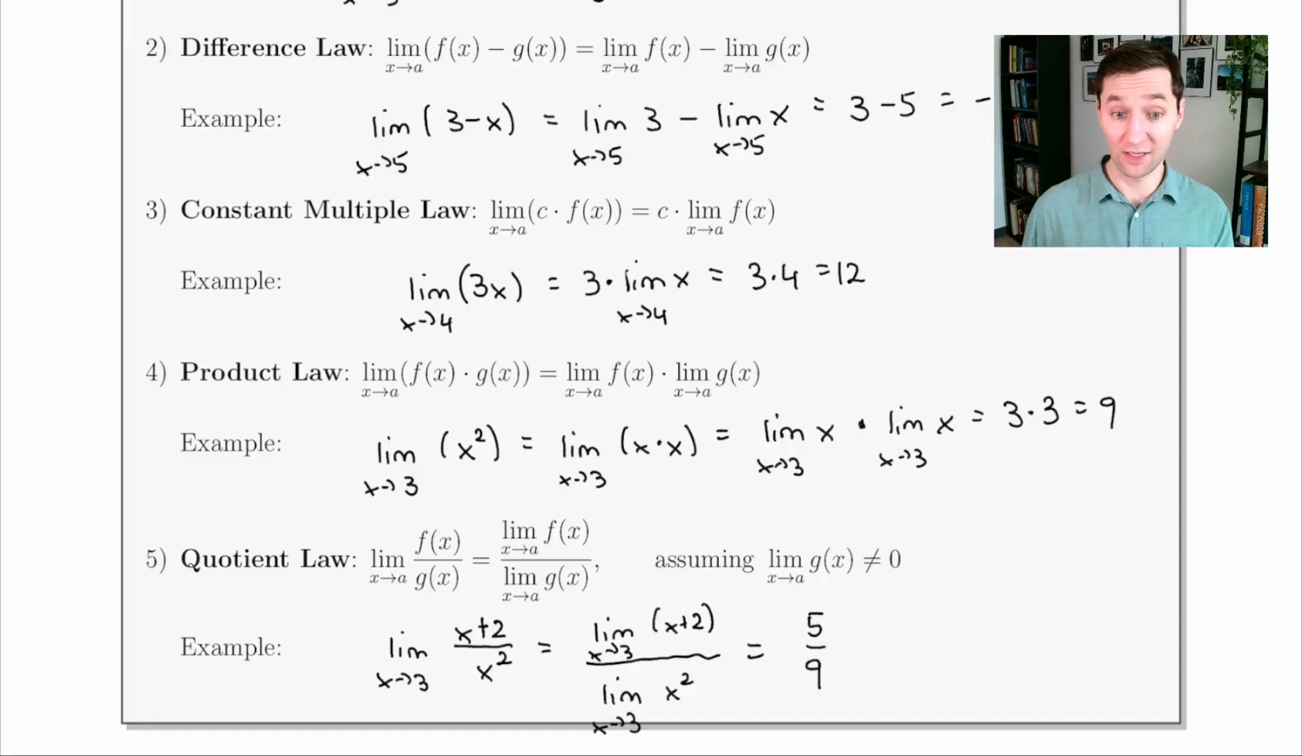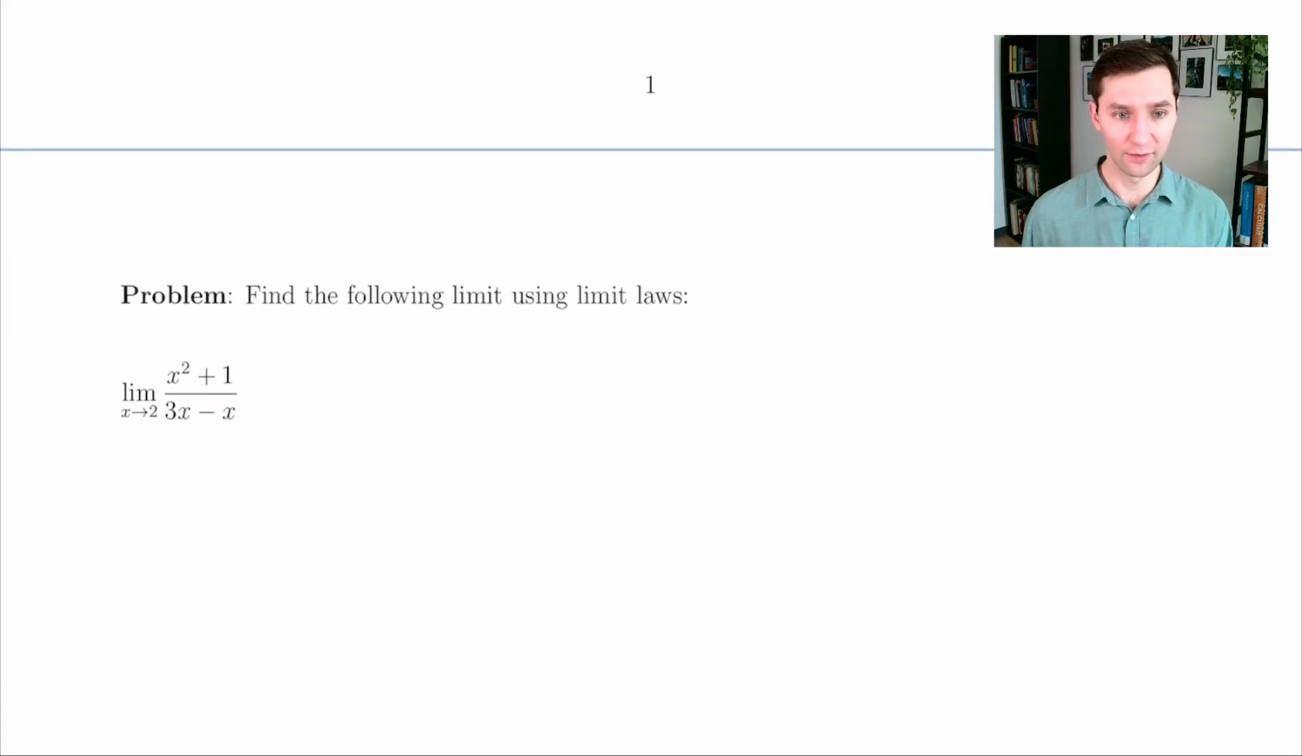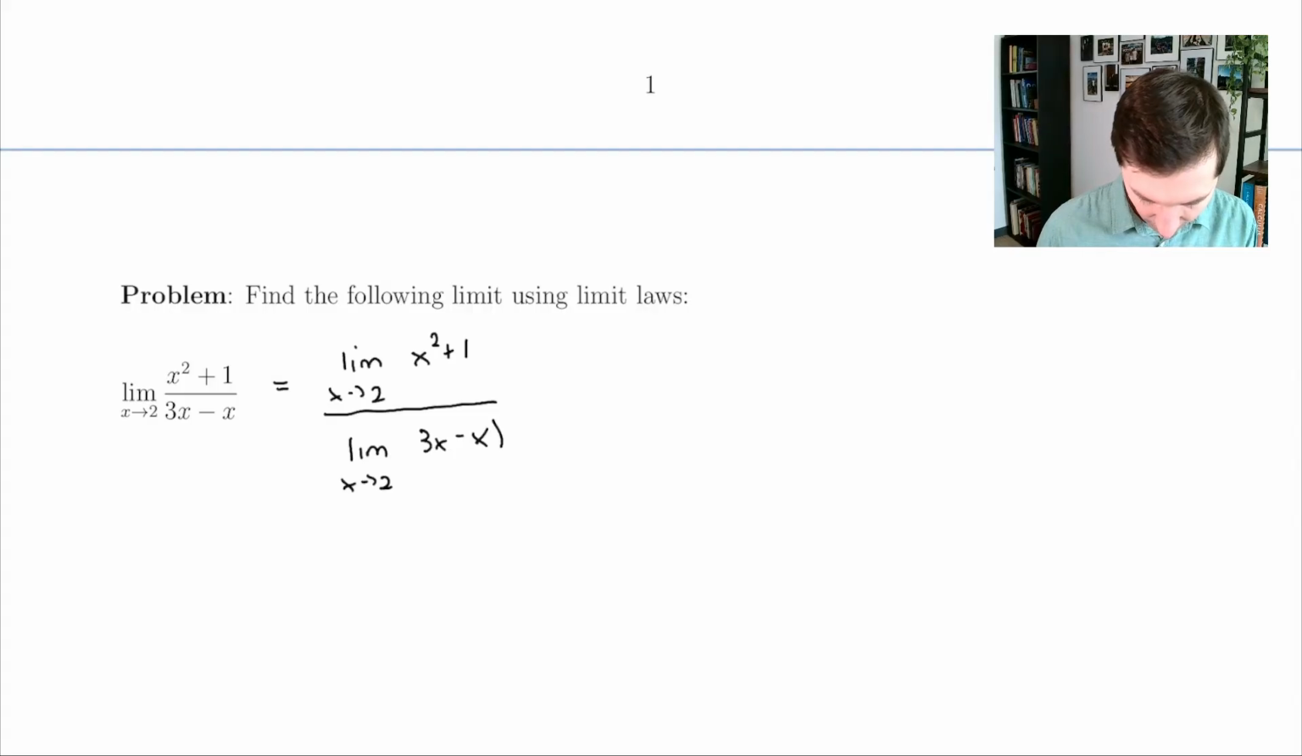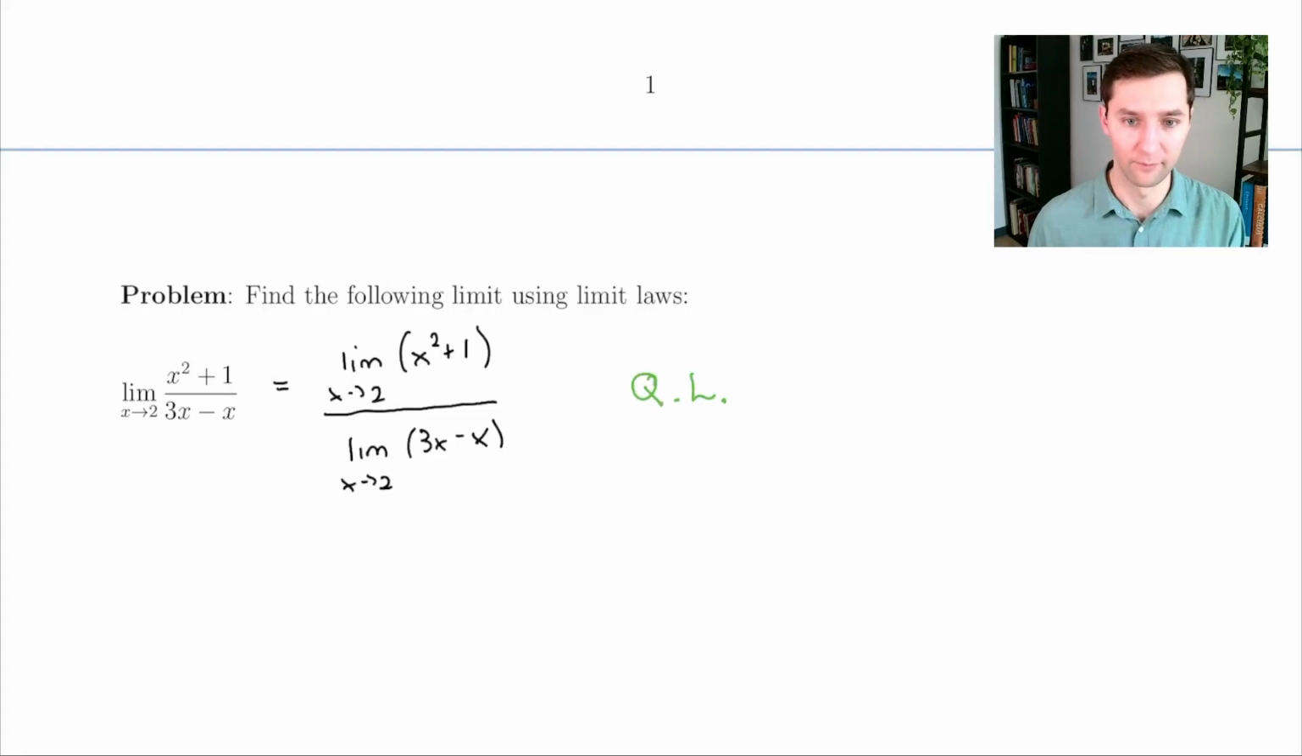Let's see if we understand how to use these laws by completing two problems. In the first one, I'm asking you to find the limit using limit laws. If you would like to try this on your own first, I suggest you stop the video now. To compute the limit of this quotient, I will first apply the quotient law, and I will rewrite this as the limit as x goes to 2 of the numerator divided by the limit of the denominator as x goes to 2. The rule I applied here was quotient law.